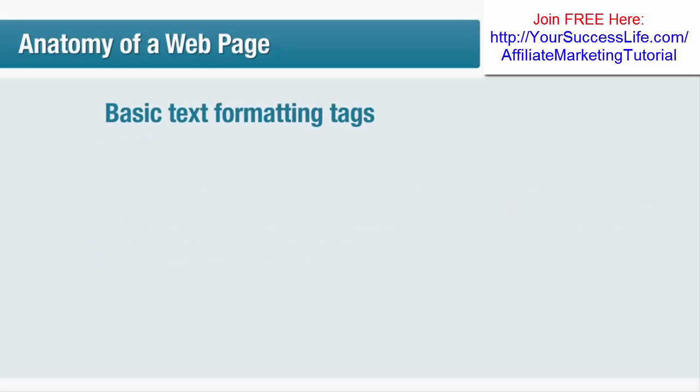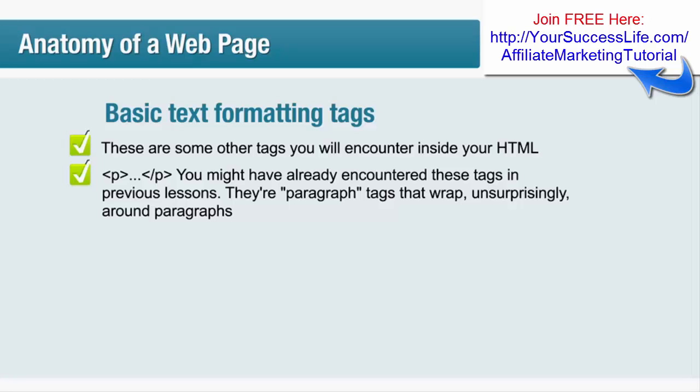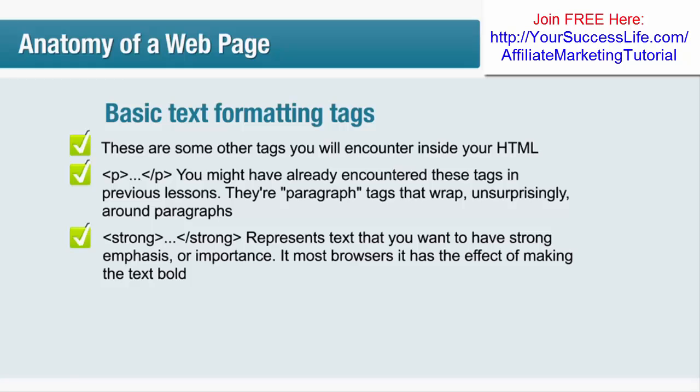And basic text formatting tags. These are some other tags you will encounter inside your HTML. P and close P. You might have already encountered these tags in previous lessons. They are paragraph tags that wrap, unsurprisingly, around paragraphs. Strong represents text that you want to have strong emphasis or importance. In most browsers, it has the effect of making the text bold.